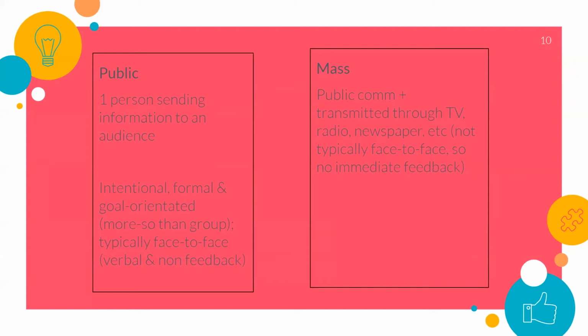So mass communication is basically just public communication. It's just transmitted through television, radio, newspaper, or some other form of mediated communication that is not face-to-face without immediate feedback.